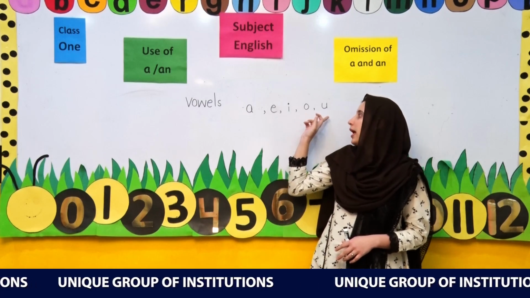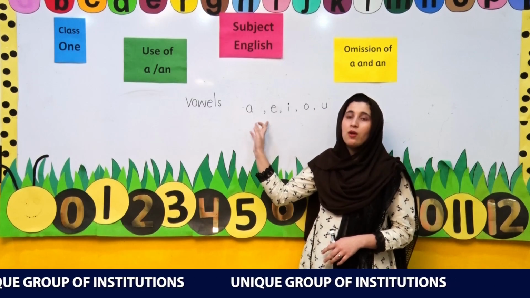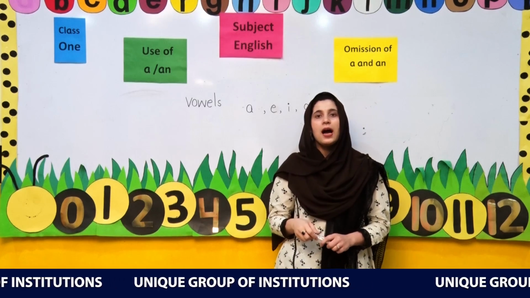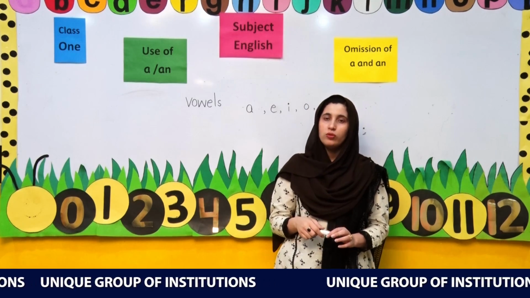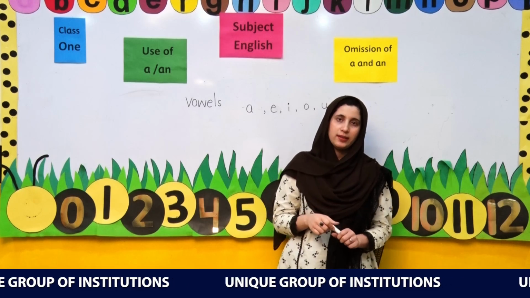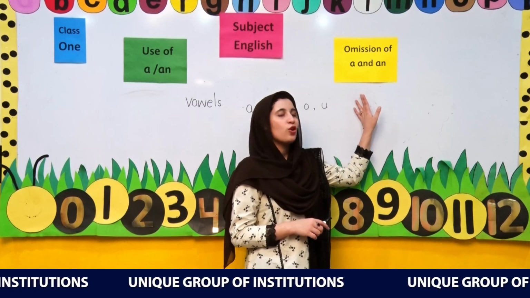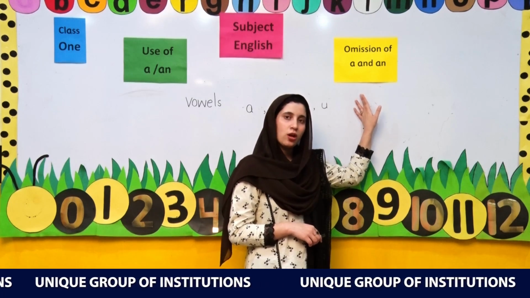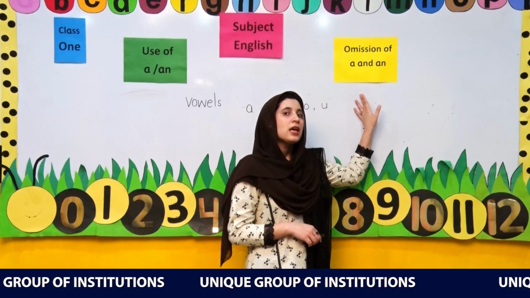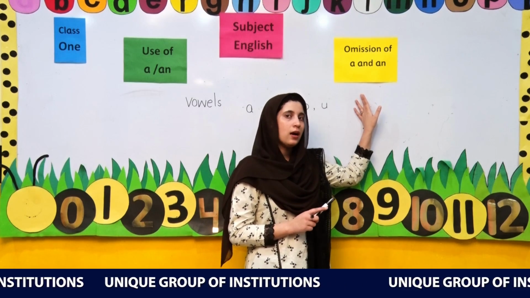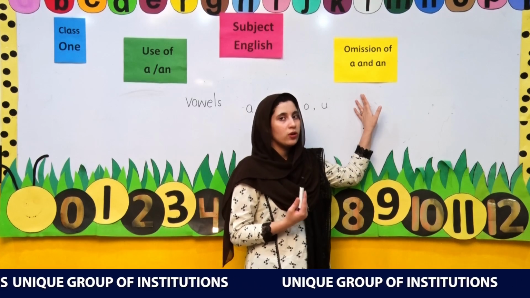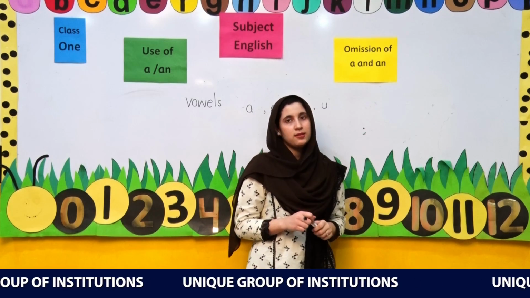We use an before vowels. Rest of all the alphabets are called consonants and we use a before consonants. Another concept, omission of a and an. In this concept, we will learn that we do not use a and an before plurals. Now let's do the exercise from the book.